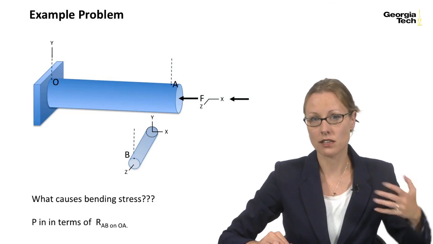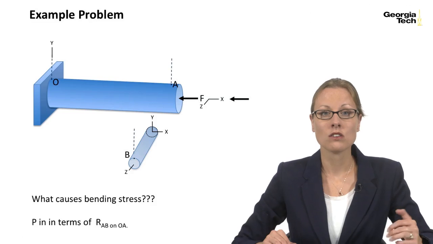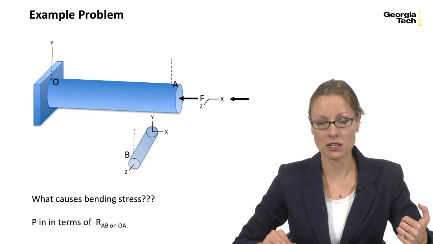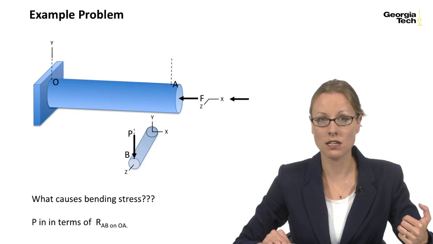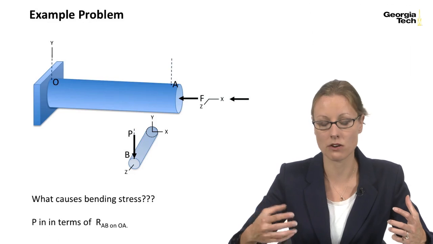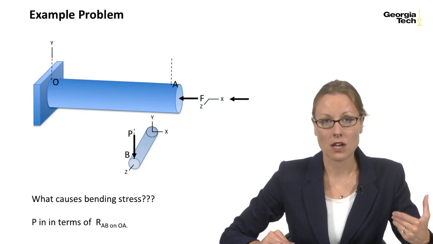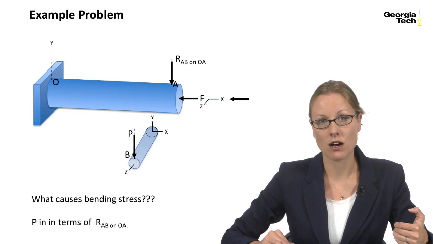So let's take a look and think about that in terms of a free body diagram. So we see P is causing the bending stress. So P is pushing down at point B. If we think of this in terms of a free body diagram, then rod AB is going to push down on rod OA.